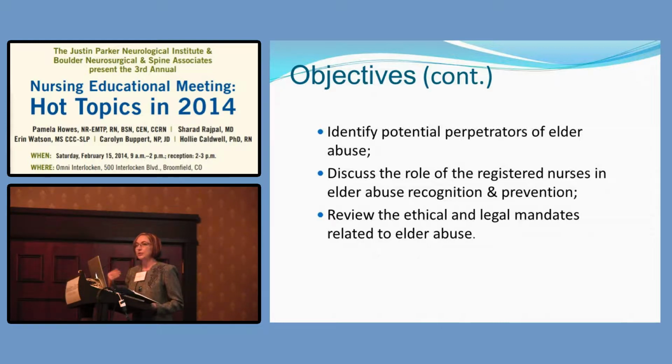So we'll talk about potential perpetrators and try to look at what some of the characteristics are of people who may be harming our elders in the community and in long-term care settings. And we'll also look at the role that you as registered nurses play in preventing elder abuse and potentially recognizing it when it is occurring. And we'll look at some of the changes, ethically and legal mandates, that have occurred recently here in the state of Colorado that are new that you need to be aware of that can impact your practice.